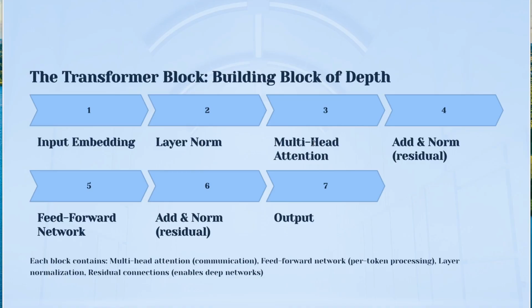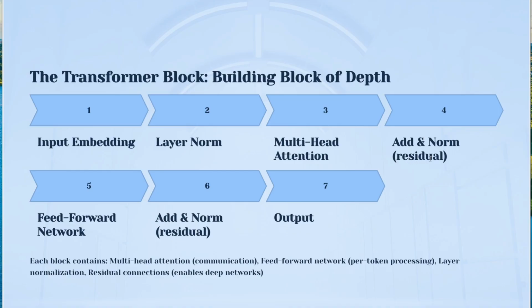Next, we apply the multi-head self-attention. This is the communication step of the transformer, and this is what we've talked about at length. The next layer that we have is the add and norm step. Basically, we add a residual connection, adding back the original input, and then we apply normalization again.